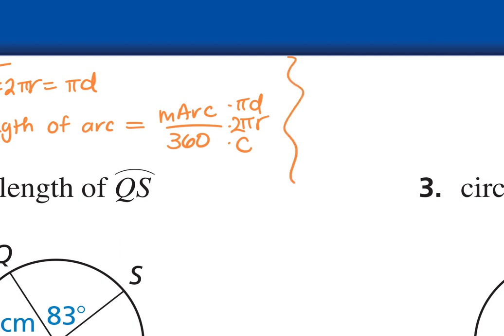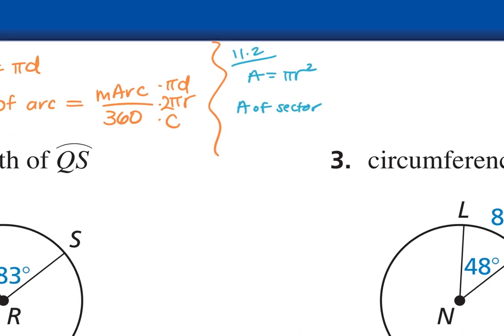And then we did the area, which we did at the beginning of this, 11.2, which is the area of the circle, pi r squared. The area of a sector, so a part of the circle, would be the measure of the arc over 360 times pi r squared, or times area, because those are the same things.